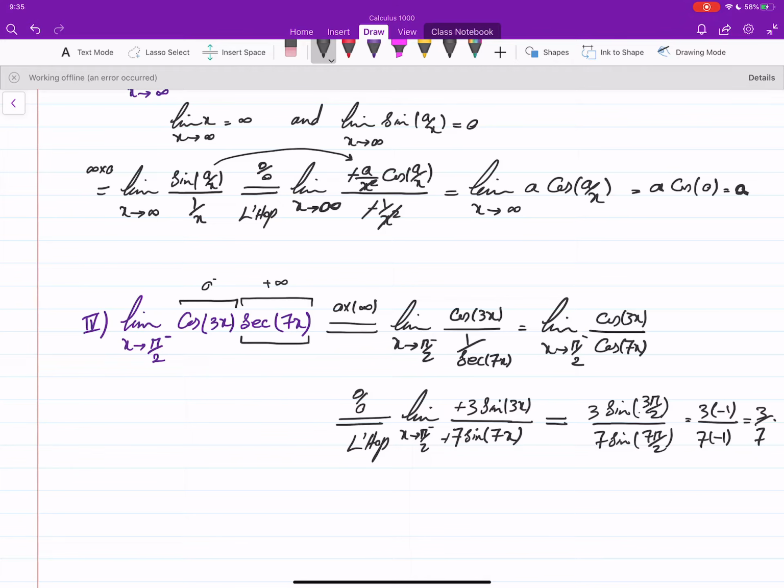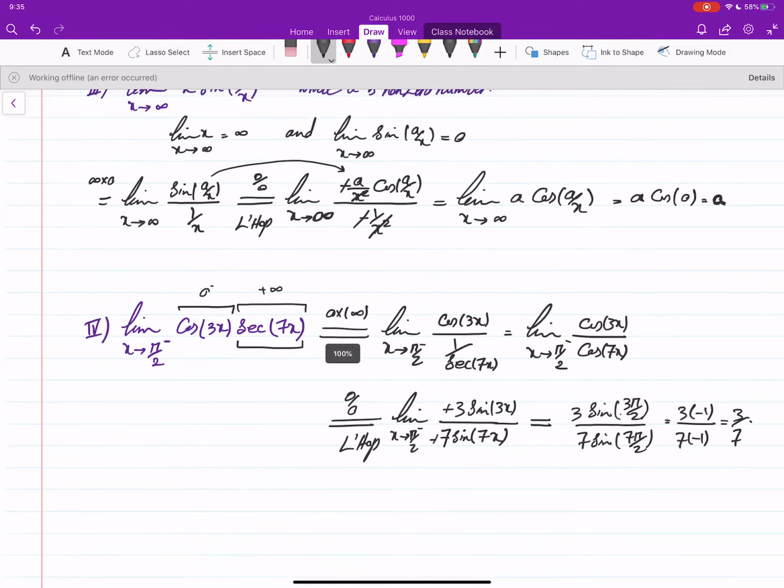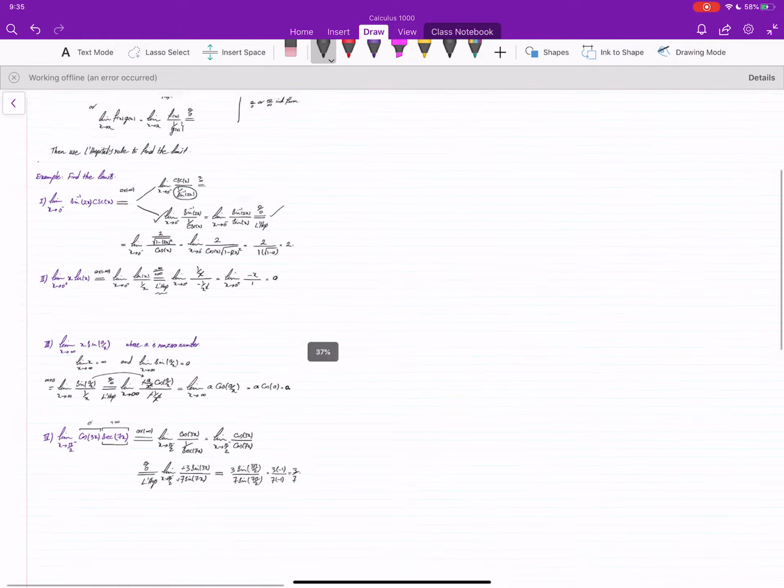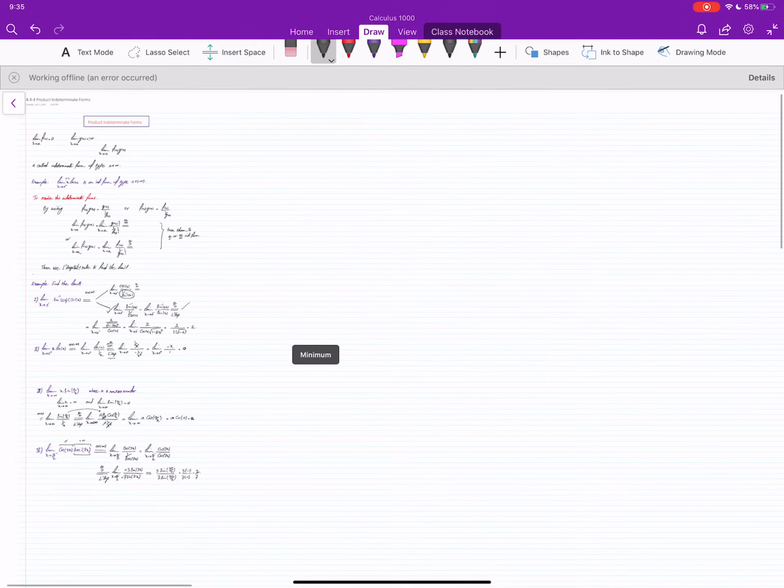Turn the product indeterminate forms to 0 over 0 or infinity over infinity, and then use L'Hopital's rule to resolve that indeterminate.